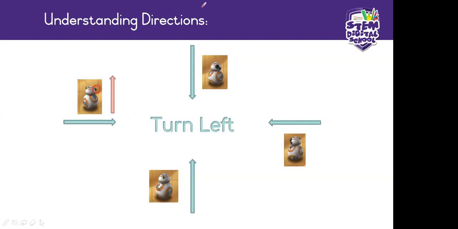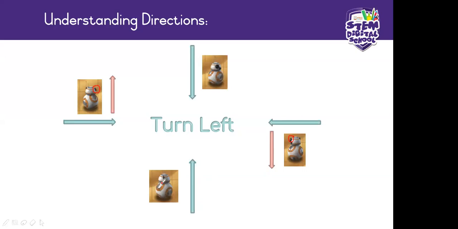Now, if we look at this picture on this side, do you see BB8's eye? He's looking here where my pen is. So when we say turn left, BB8 is now going to turn down. You can pretend that you turn your body to look the same way that BB8 is looking, and you will see where your left hand is. If you say turn left, you'll see it's going to be this direction.